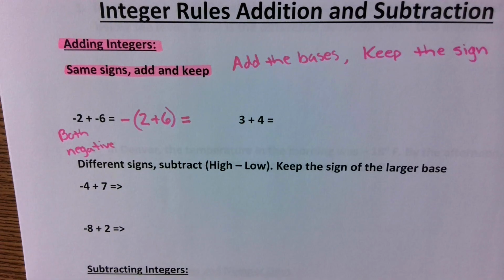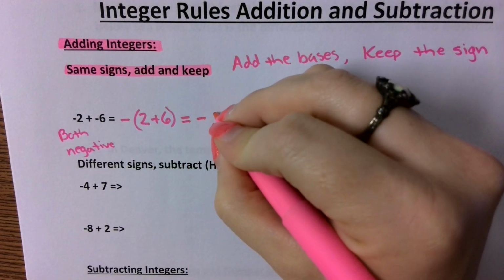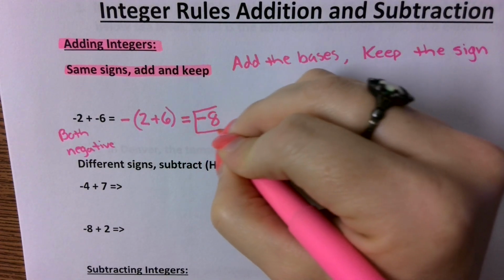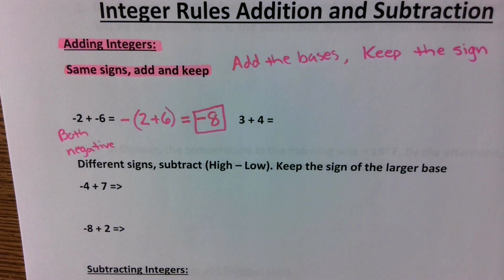8. It's okay. We're still in summer brain. Let me tell you, I do it too. So we are going to get a -8. 2 plus 6 is 8, but we're keeping that negative sign.